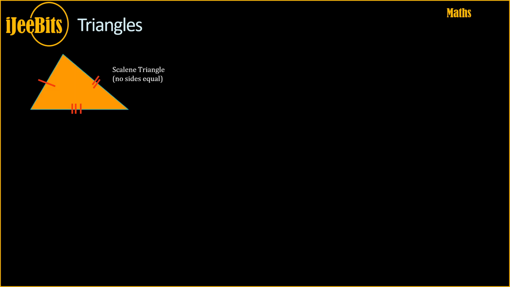So what are the different types of triangles that we learned? See this one. This marking means I have three different sized sides. The lengths of the sides are different, and each side has its own value, meaning no sides are equal. This triangle we name a scalene triangle. When you see this, it means these are unequal sided triangles.